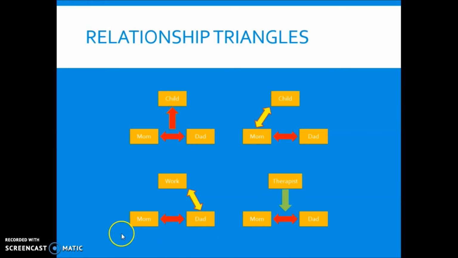So think about that. What are some relationship triangles that you have experienced or witnessed yourself in your families and with friends?